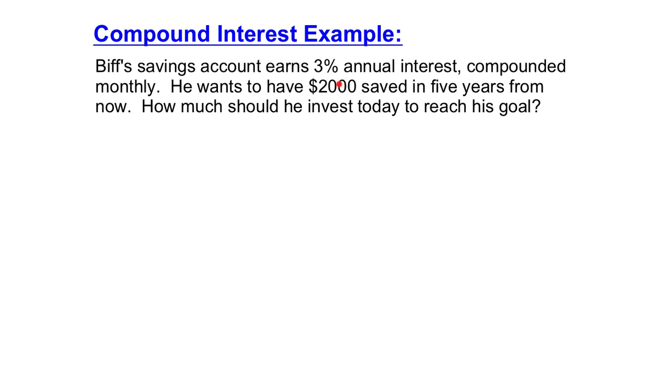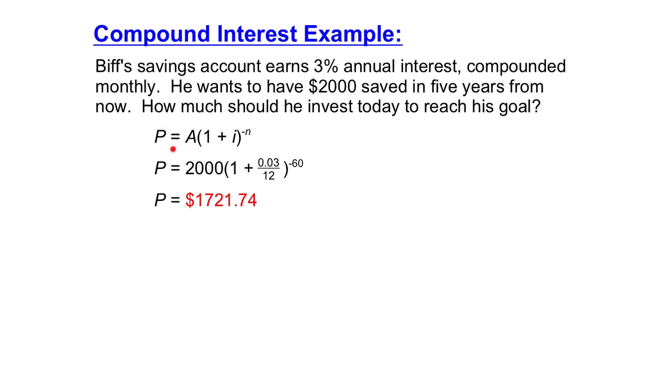So this $2,000 is the future value. This is the value he wants to have at a later date. This is A. How much should he invest today? Well, that's the principal. That's the present value. That's how much he wants to put into the account today. So we're going to use this formula to solve for the principal. Put in the future value he wants to have. I and N represent the same things as they did before.